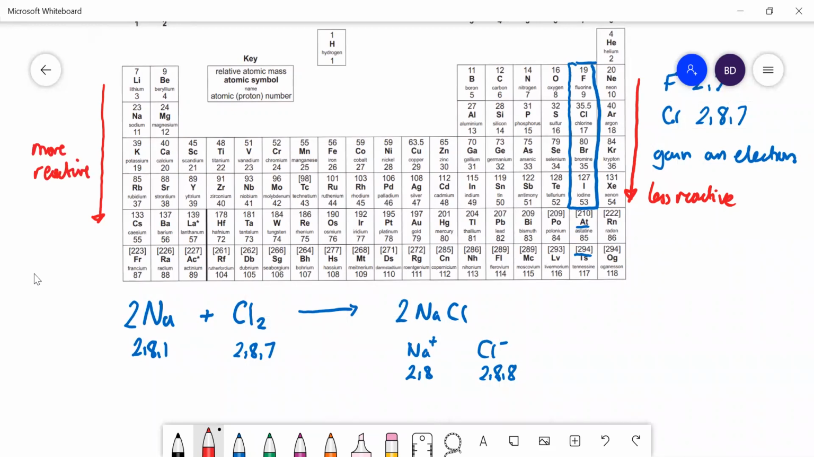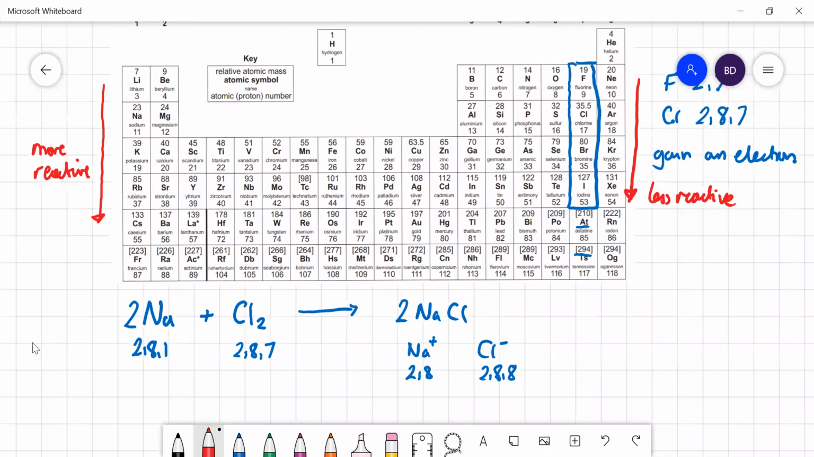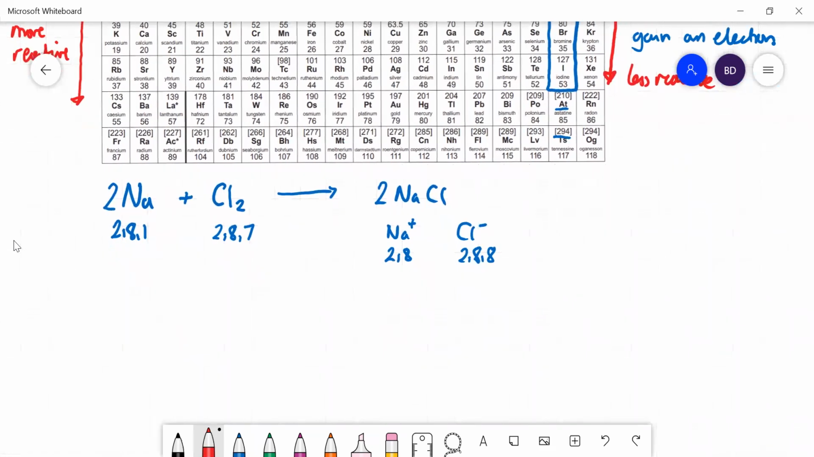Right, if we think about fluorine, I'll just draw fluorine here. Fluorine is a small atom. It's got electronic structure of 2, 7. So it has to attract the extra electron into shell 2. Chlorine is going to be bigger than that, and it's got the electronic structure 2, 8, 7. So when it reacts, it's going to attract the extra electron into shell 3.